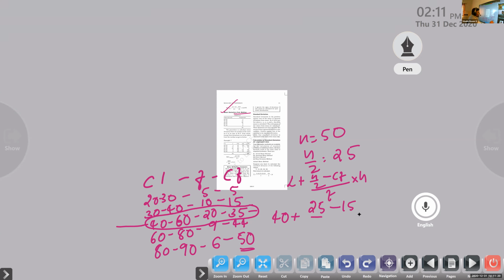Divided by frequency. What is the frequency of this class? It is 20, the frequency of the median class. And multiply that with H. H means the difference between the lower limit and the upper limit of the median class. That is 60 minus 40, again 20. So 40 plus 10 by 20 into 20. Cancelling, 40 plus 10, it is 50. Got that?